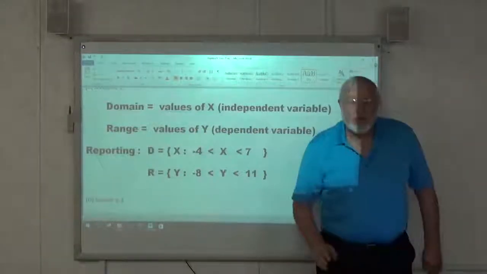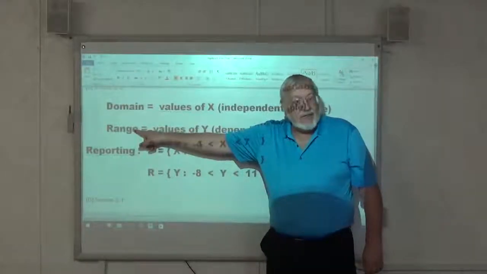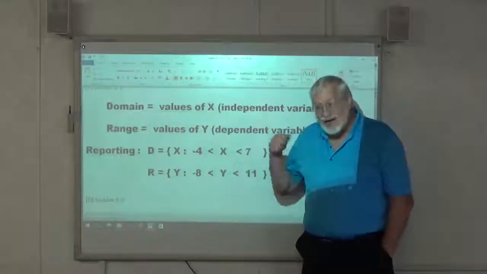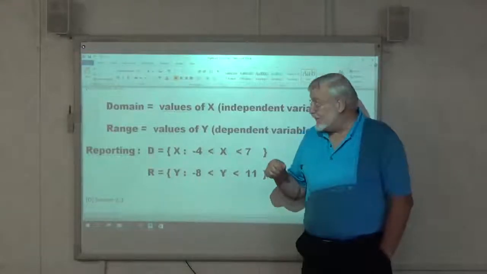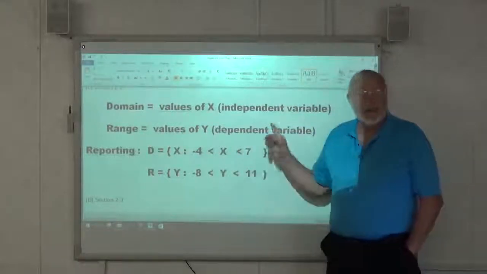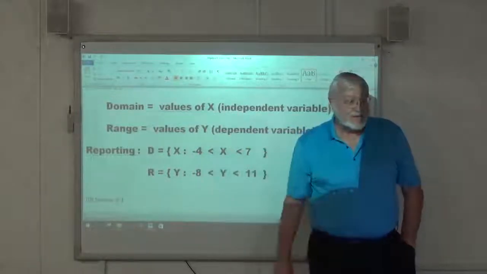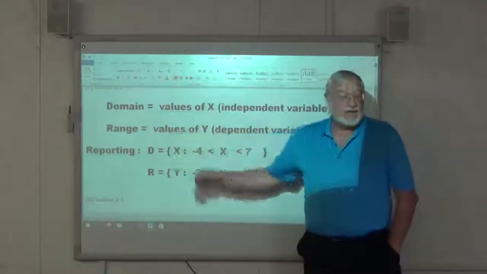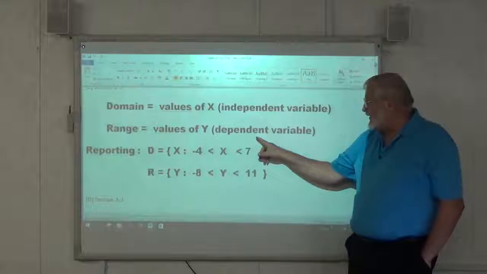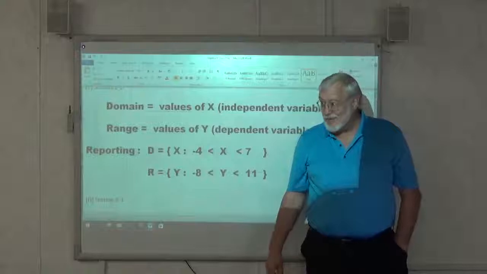All right, now, vocabulary. Very important vocabulary: domain and range. You must understand what each is. That's the first thing. Now, what is domain? Values of x. It's the independent variable, which means it's on the horizontal axis. Now, the range are the values of y, usually. And it's the dependent variable, so it is on the vertical axis, the up and down axis.